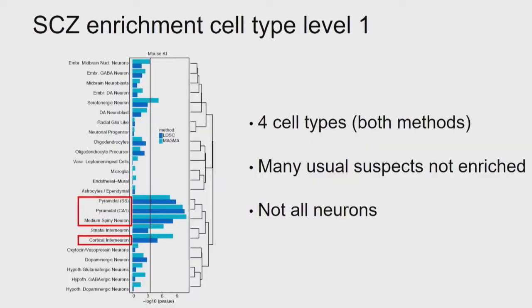Okay, so here's the actual data. This is now mouse single cell data, and we look where the schizophrenia heritability is enriched. It turns out it's mainly in four of these larger neuronal classes. It's in pyramidal cells, the excitatory cells of the cortex and the hippocampus, medium spiny neurons of the striatum, and also in cortical interneurons, the GABAergic cells of the cortex. But many of the usual suspects are not enriched. We don't see a good signal in oligodendrocytes, nothing in astrocytes. In dopaminergic neurons, there's some, but it's not significant.